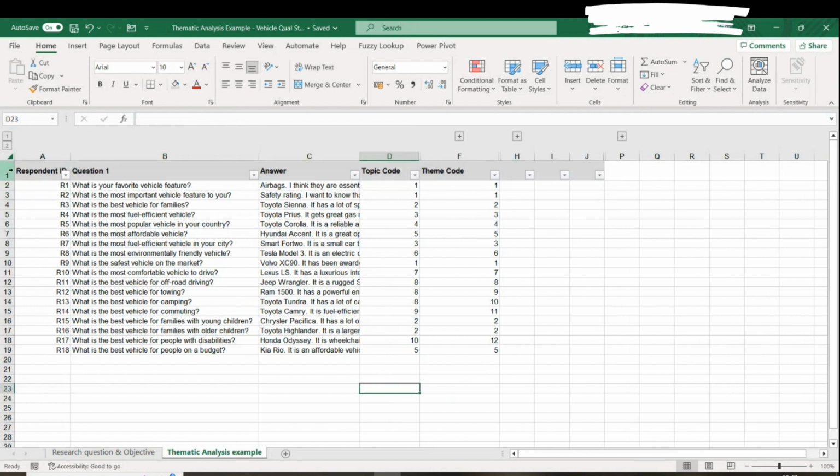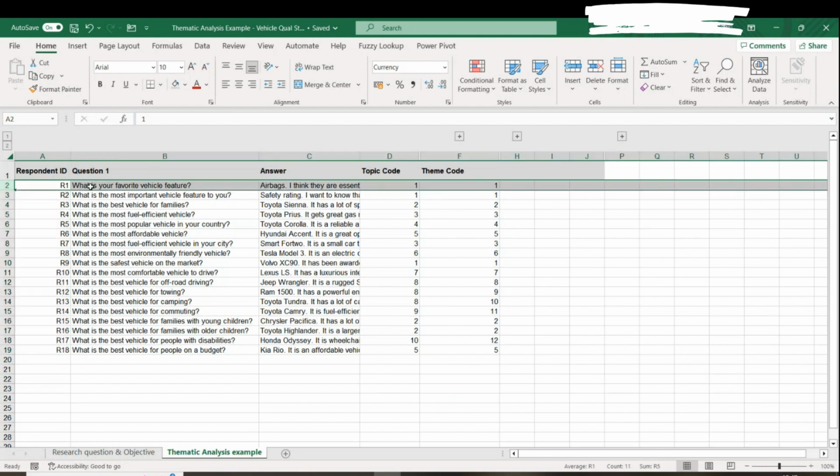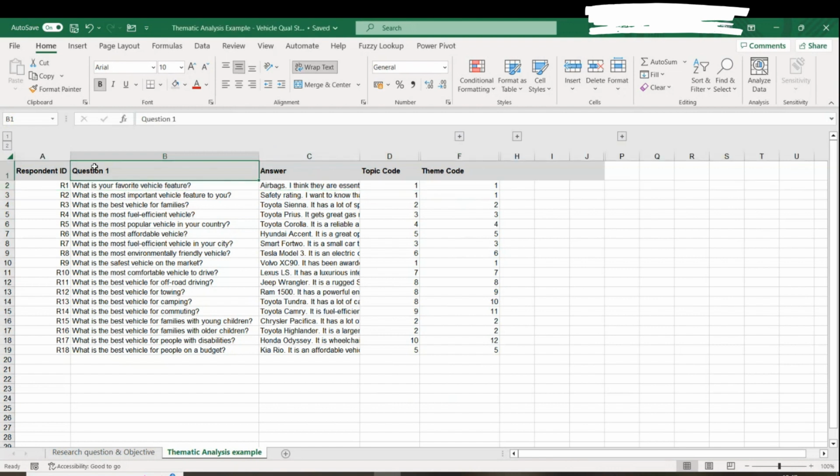Over here we have respondent ID, which is respondent 1, 2, until respondent 18. Our study, for example, had 18 people responding. So for each row, you would put respondent 1, and let's say you had more than one question, you would then maybe have question 2 somewhere here. The structure is important in thematic analysis, where you have your respondent, you have your question, where you say what your question was, and what answer the respondent gave.